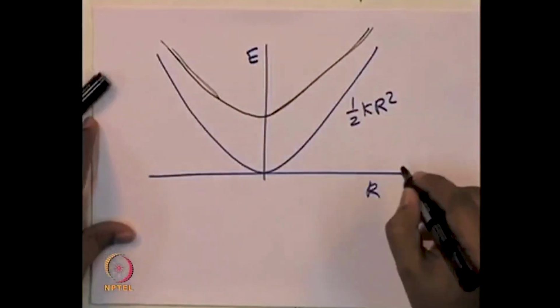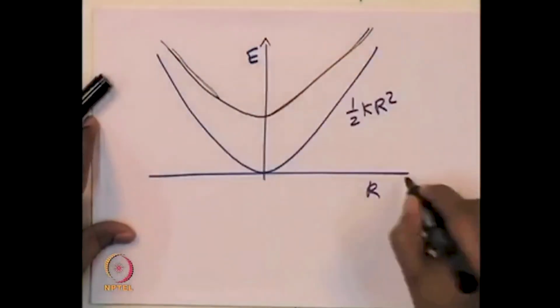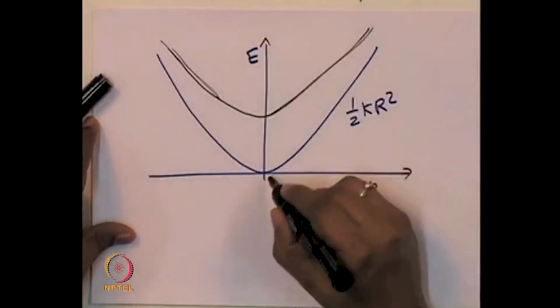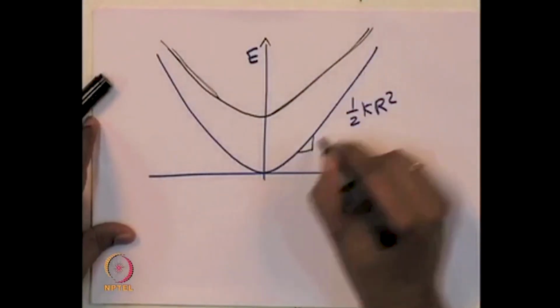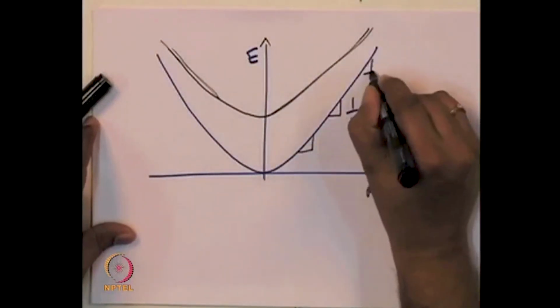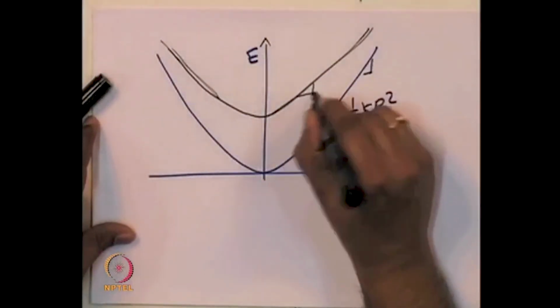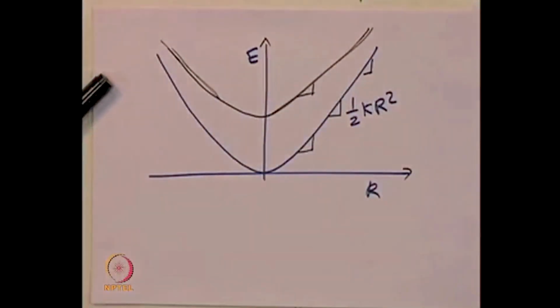So, essentially what you want to learn is that the force, which is the derivative of this curve at every point, if you calculate the derivative here, you should get the same derivative, because you are essentially adding a constant. So, basically the force will not change.